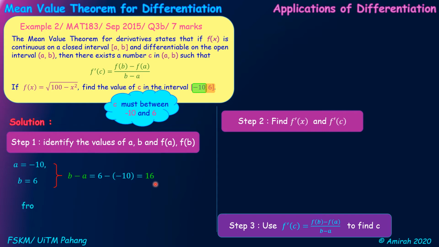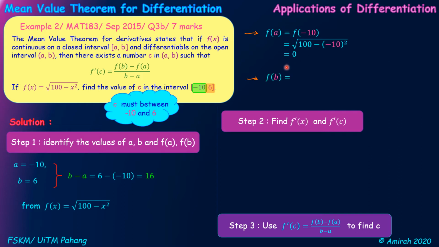Right. Then we need to find f(a) and f(b). To find f(a) and f(b), we need to refer to the given f(x). Okay, f(x) equals the square root of 100 minus x squared. So f(a) means f(-10). We replace negative 10 into whatever x here. So after we simplify, we get 0.